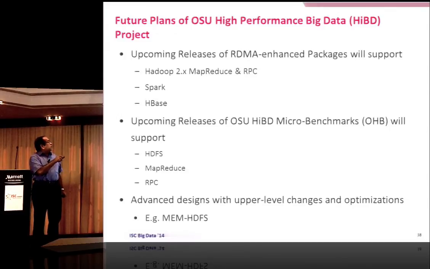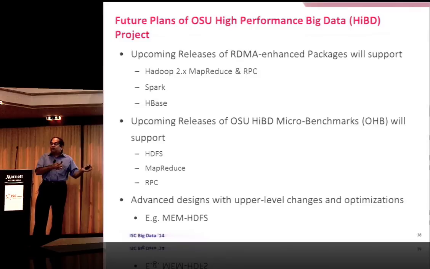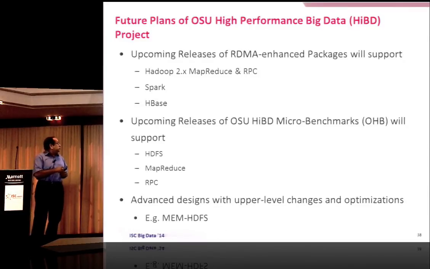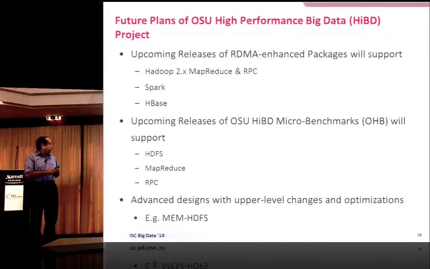As I indicated, our upcoming releases will have Hadoop 2.x with MapReduce and RPC, Spark, and HBase. For HBase, we have done all the research and have a lot of papers, but we have not taken it into the distribution, which we'll try to do. Also all these micro-benchmarks we have worked out. We have the publications, but we just need to package them and push them out to the public. And then, of course, the advanced designs with upper-level changes and optimizations.